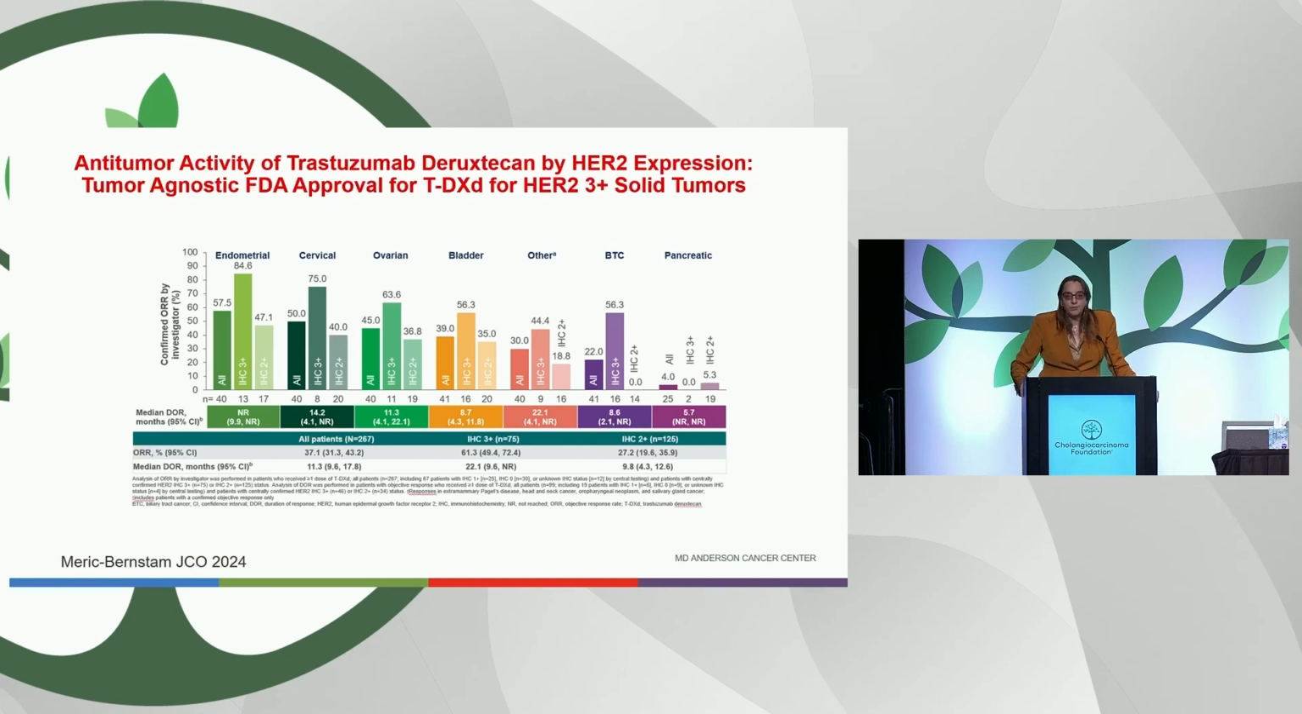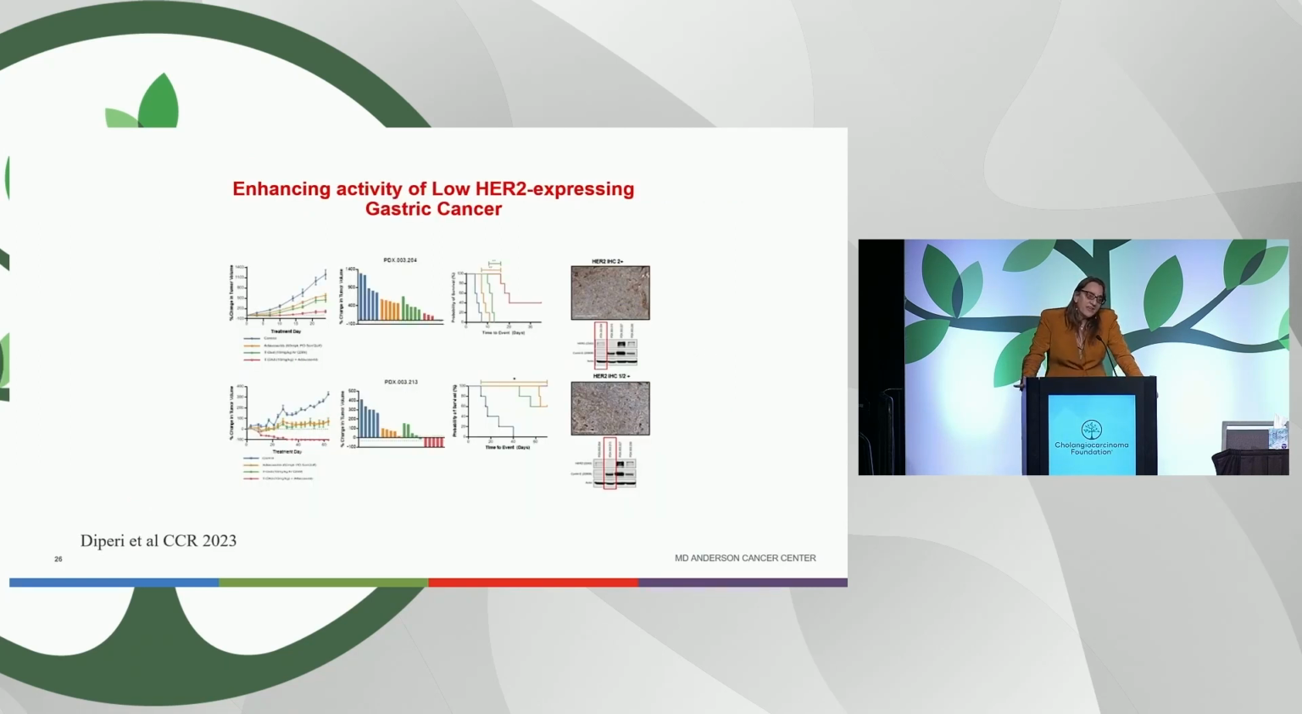Now, if you look in purple, you see the data for BTC. You can see that in patients that had 3+ expression on central testing, the response rate was quite high. That's the second bar. Now you see the third bar. Those were the patients that were 2+. You can see that there were no responses actually in that group. So really, we need to figure out a way where we can enhance the activity in patients that have low expression.